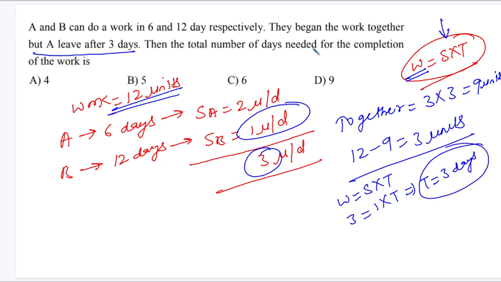Then the total number of days needed for the completion of the work is, 3 days they worked together and for 3 more days B worked alone. So total number of days is 3 plus 3, 6 days. So the answer is 6. Trust me, the method of taking this value for the work done will make the calculation easy. And when you have the speed of people, you understand what exactly is going on in the question.